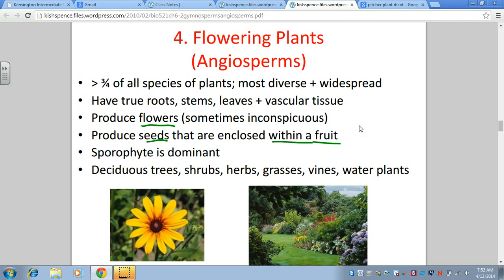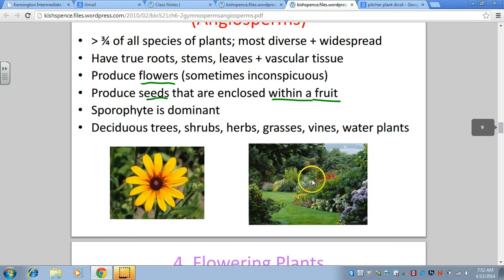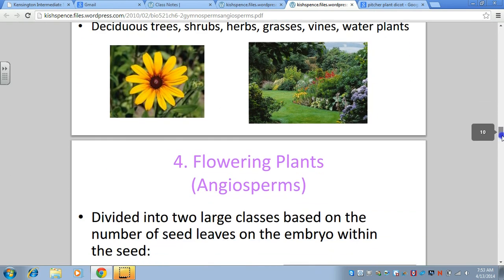Sometimes the flowers are inconspicuous. In other words, you can't really notice them or see them, or we don't tend to pay attention to the fact that they have even a flower. But they do produce seeds that are enclosed within a fruit. The sporophyte is the dominant generation, and they include everything from deciduous trees, the ones that lose their leaves, to shrubs, herbs, grasses, vines, water plants, anything that we see and think of as flowers, those would be flowering plants.